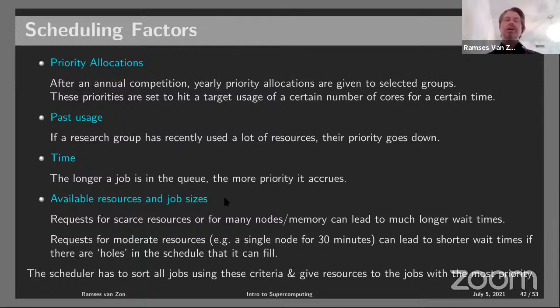So what happens instead is that there's an allocation process. Large groups that need large amounts of compute or large storage ask for an allocation, and that is basically given as a percentage of the system. So say we had 100 nodes, and a group got an allocation for 10%, then they'd get 10 nodes.